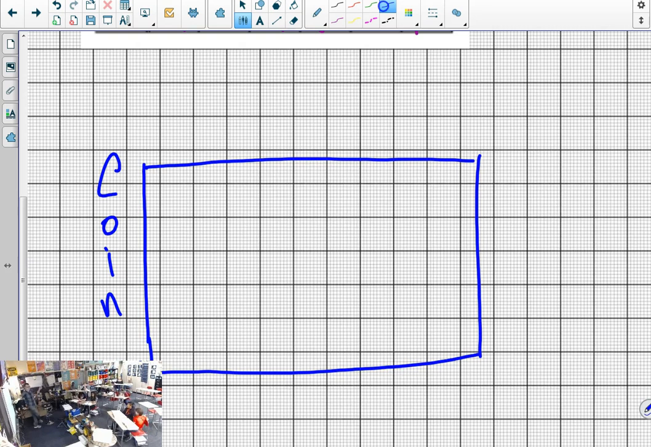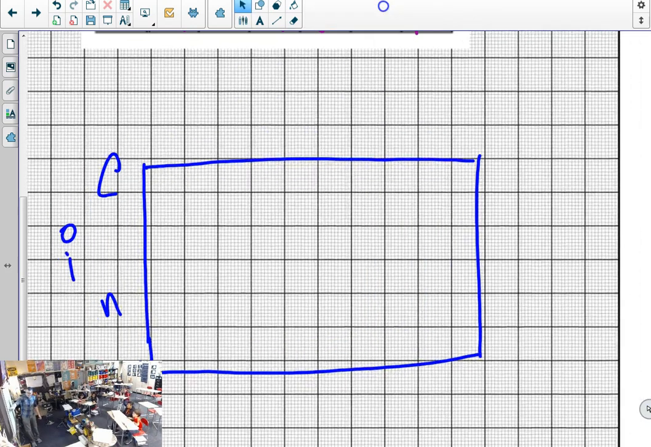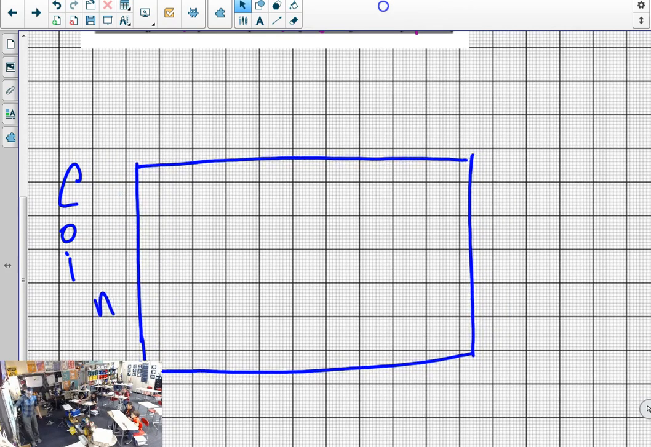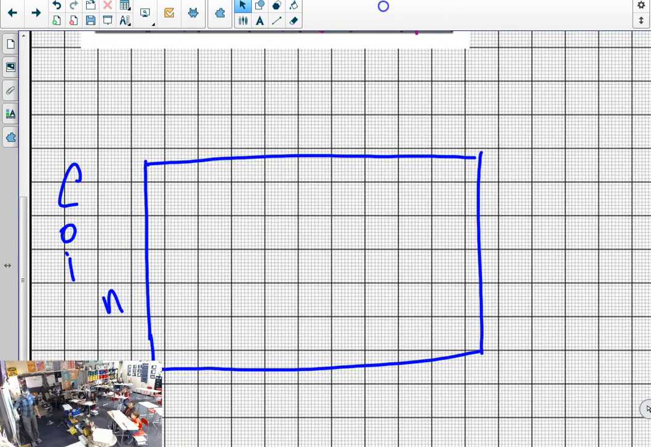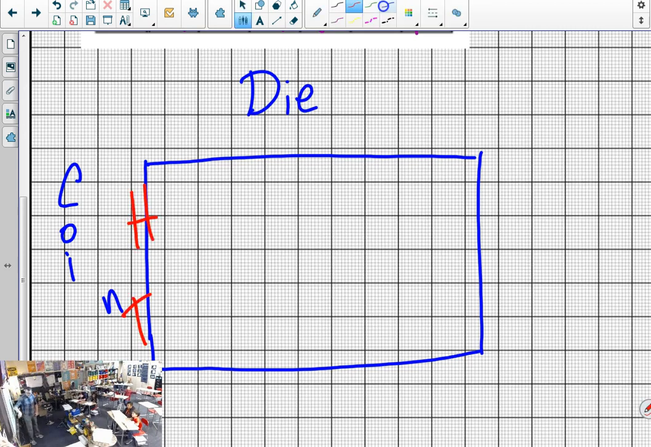Draw this in your notes real quick. Coin and die. What are my possible results of the coin? Heads or tails, right? Heads, tails. What are my possible results of the die? 1, 2, 3, 4, 5, 6, right?